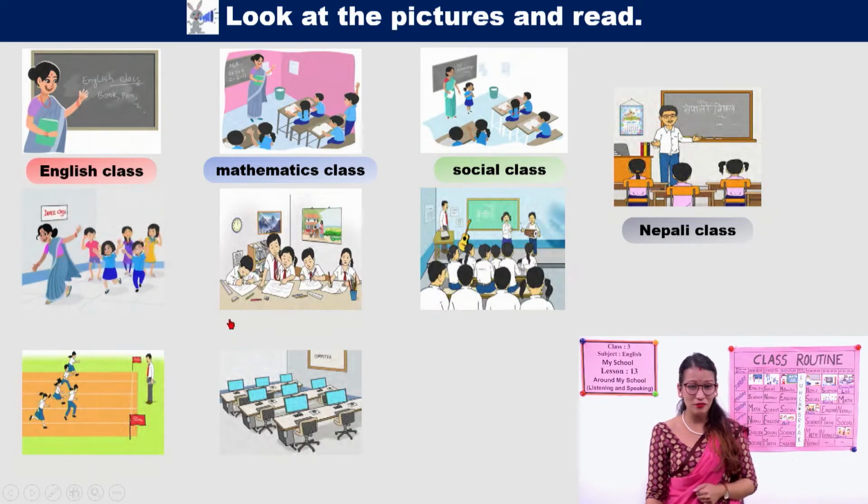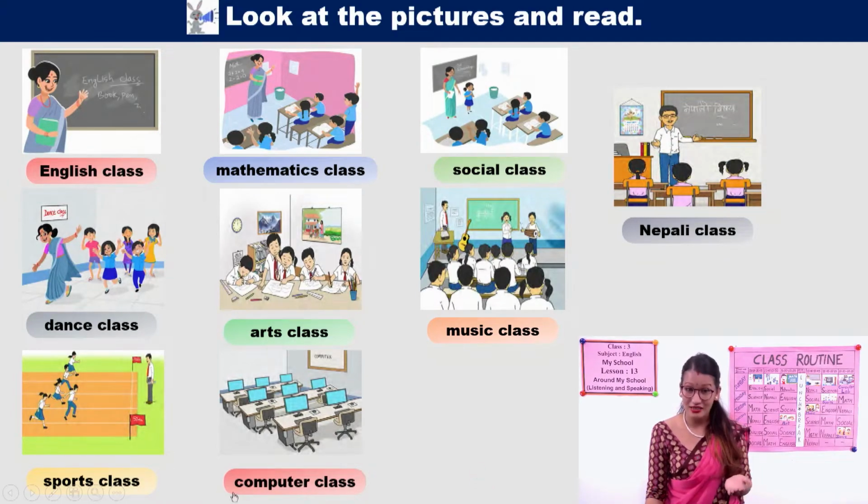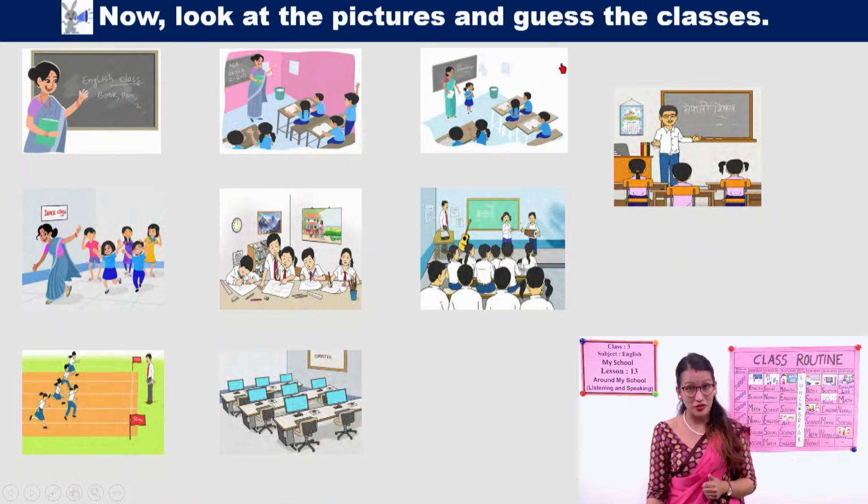Now look at here. Dance class. Excellent. Look at here. The children are drawing and coloring, I think. Arts class. Good. Music class. Excellent. Sports class. Your turn. Good. Computer class. One more time. Computer class. Your turn. Excellent. Now, look at the pictures and guess the classes.